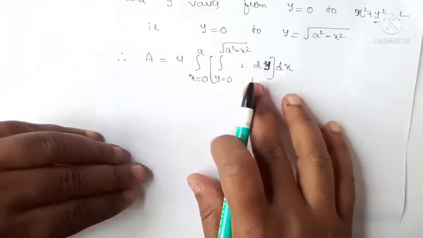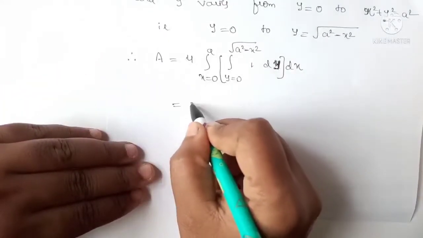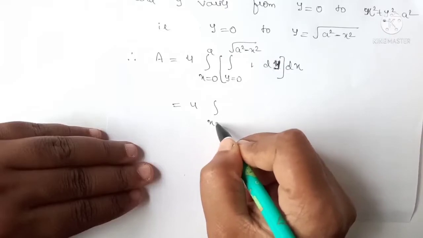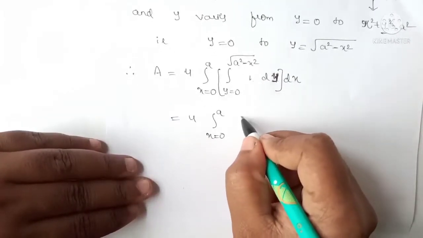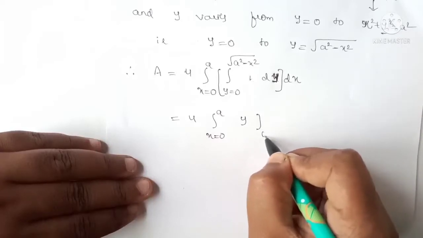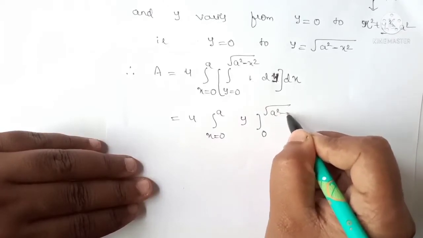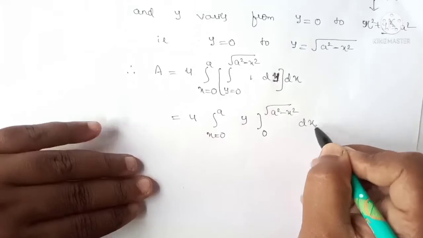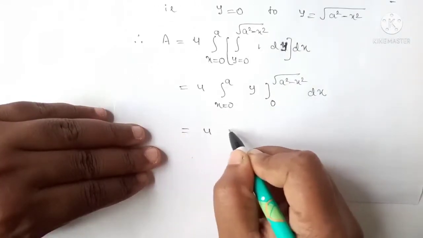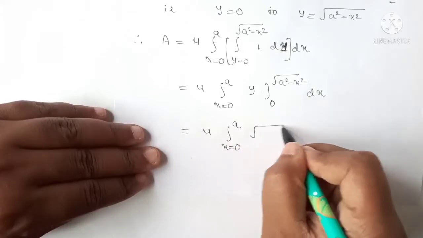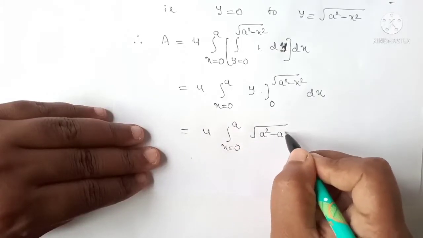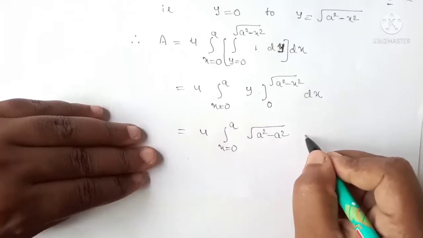Now simplifying, 4 as it is, x equals 0 to a. Integrating with respect to y, we get y from 0 to square root of a square minus x square, dx, which is equal to 4 times the integral x equals 0 to a of square root of a square minus x square, and the lower limit is 0, into dx.